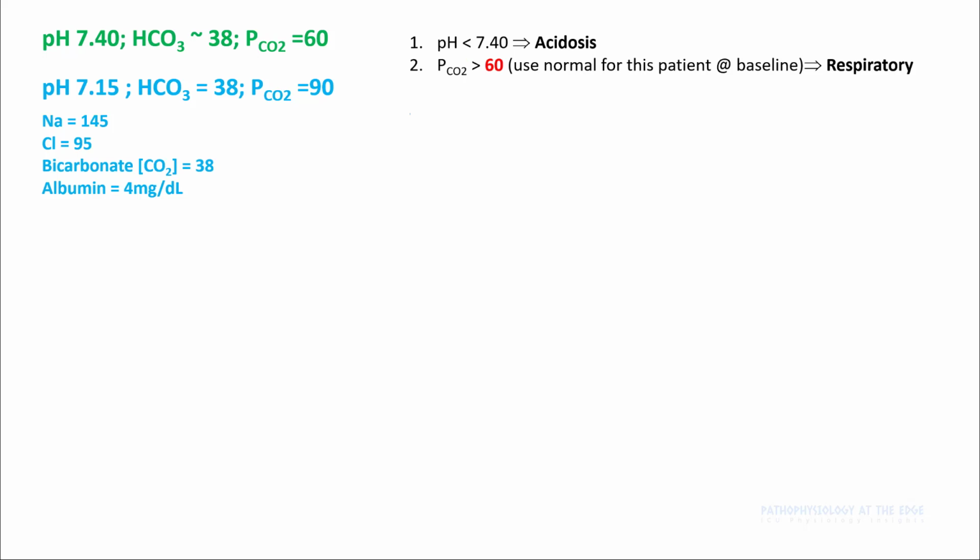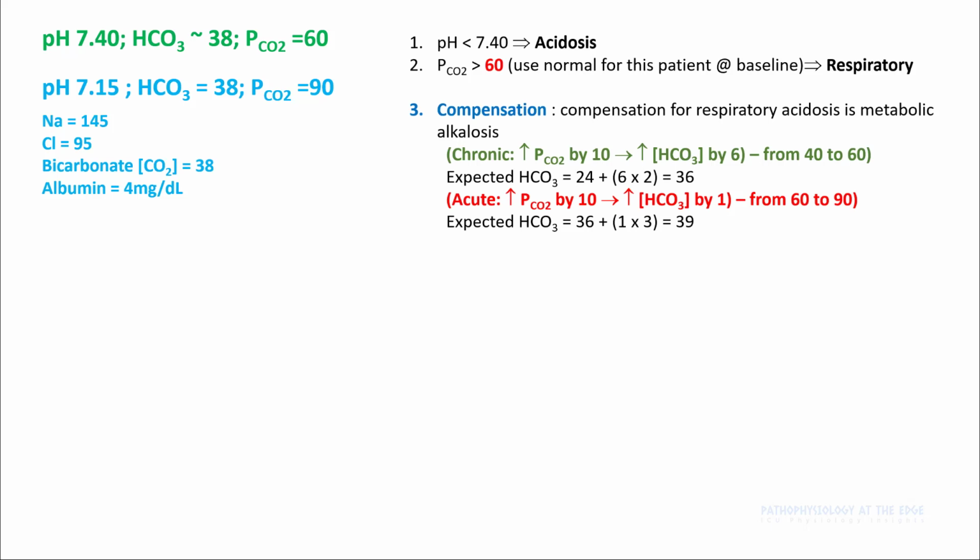So this step tells you that the patient has respiratory acidosis. Compensation is pretty interesting to calculate because this patient has two compensations. One is chronic, that means rise from 40 to 60, and the other is acute, that is 60 to 90. So his expected bicarb from the first step would be 6 times 2, that is 36, and then the acute change will be 1 times 3, which is going to bring it up from 36 to 39.